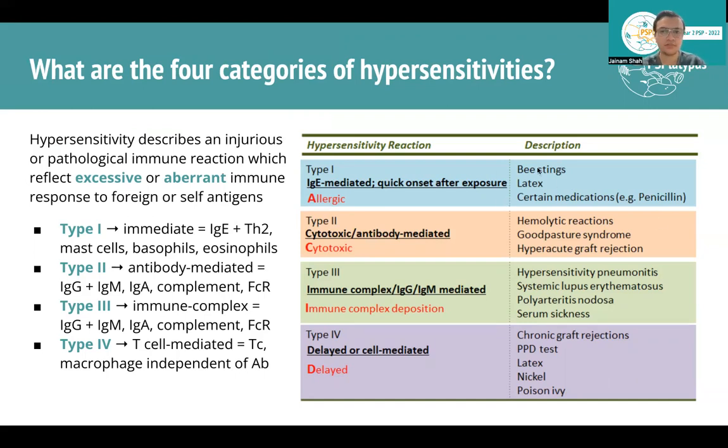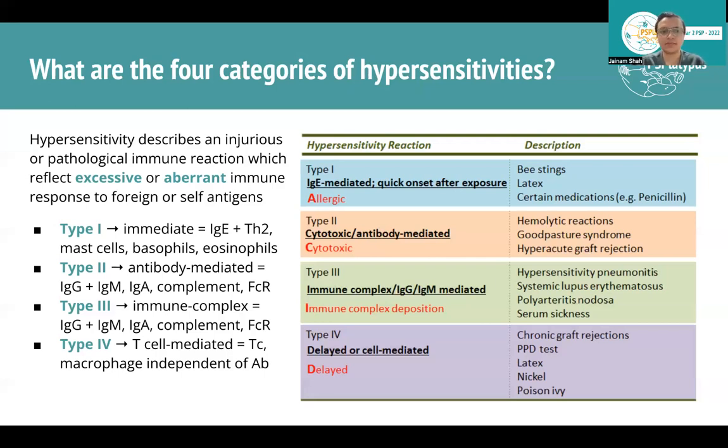Classic things include bee stings, latex, as well as certain medications like penicillin. Type 2 is cytotoxic. So essentially it's antibodies that are being produced, mainly IgG, IgM, but also other stuff like IgA. Complement can also be a part of it, as well as the Fc receptor part of the antibodies.